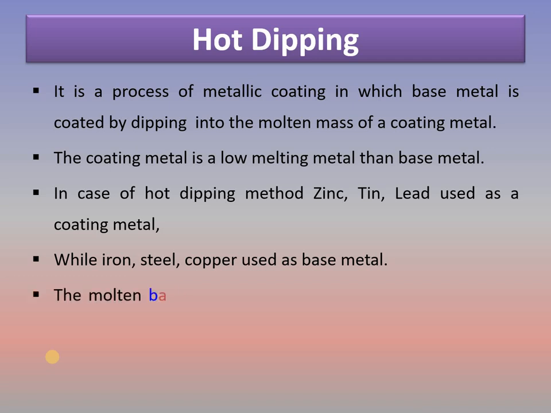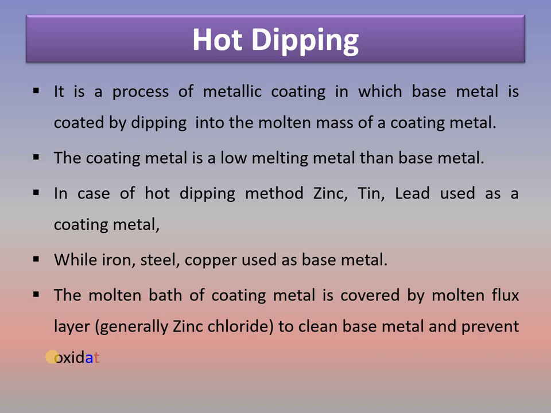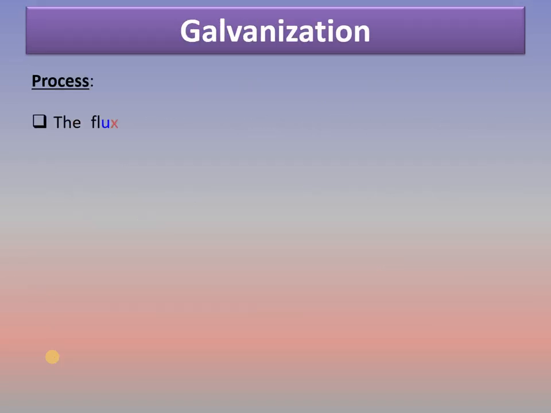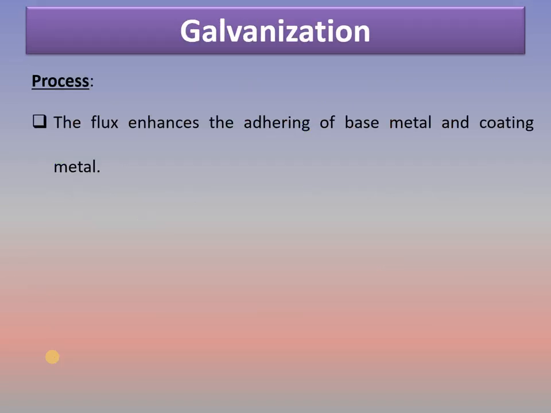The molten mass of coating metal in case of hot dipping is covered by a molten flux layer. Generally, zinc chloride is used as a flux. This flux is used to clean the base metal and to prevent the oxidation of the molten coating metal. Here, the zinc chloride flux enhances the adhering of base metal and coating metal.